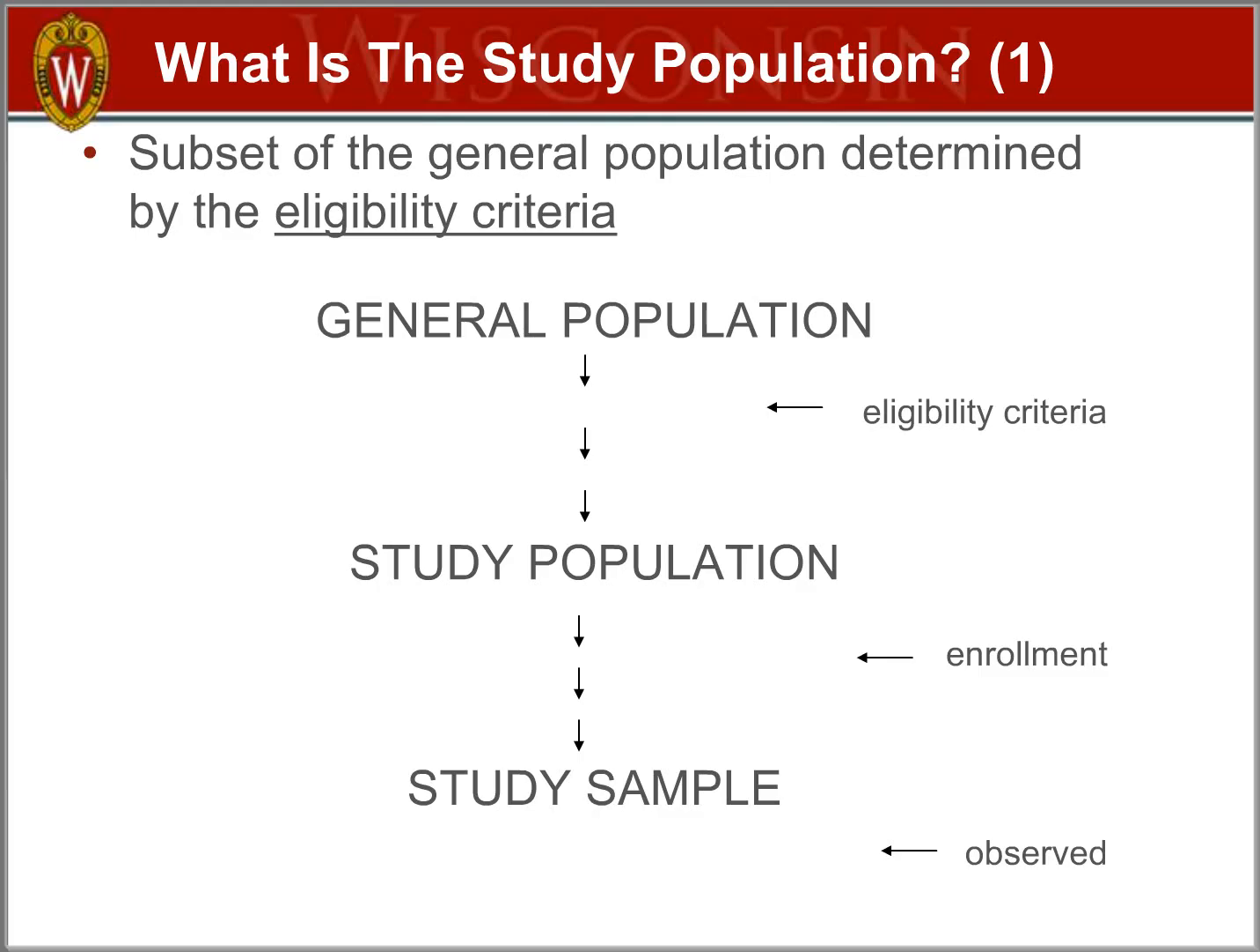Now, it turns out that not everybody will show up and volunteer and enroll in your study that's defined by your criteria. So we have what we call the study sample, the people who show up and whom we get to observe. That study sample can be different than what you had in mind as defined in the protocol. So as we move from the general population to the study population in the protocol to what actually shows up, we need to keep in mind who it is we're studying.